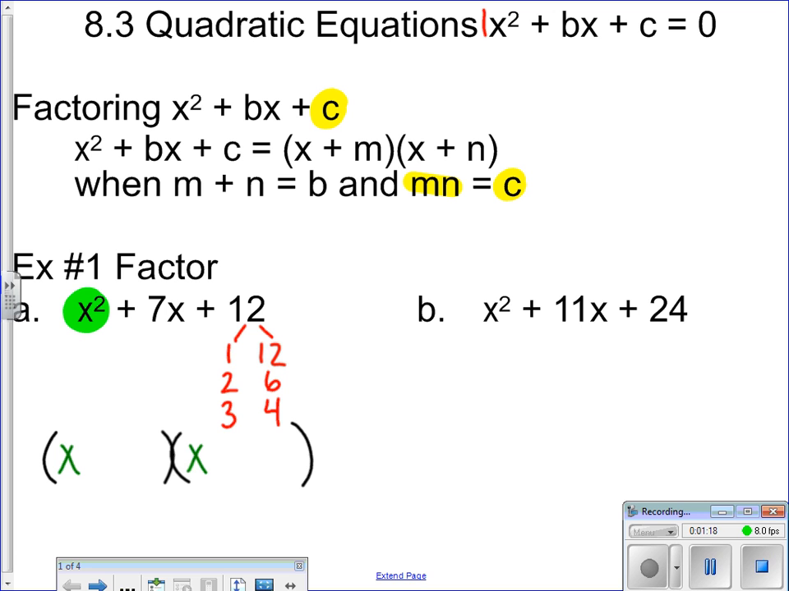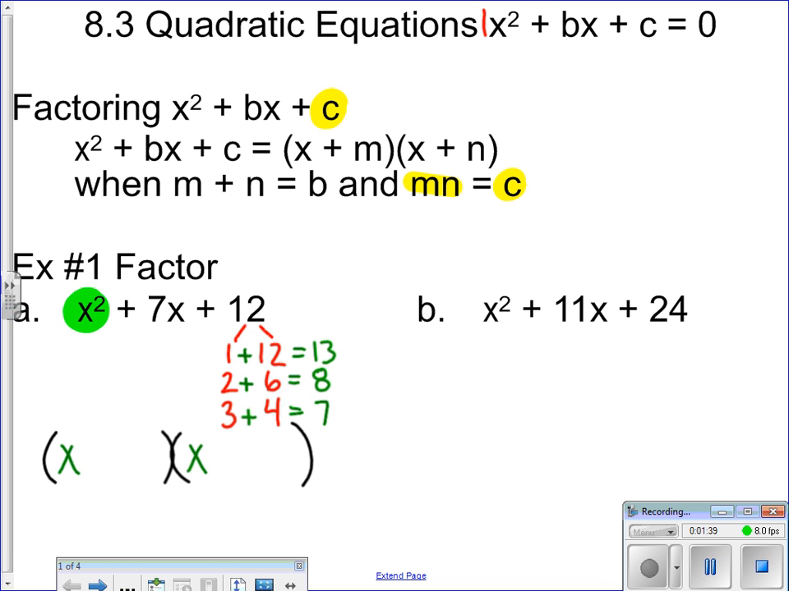Now the other number that's part of this comes from the 12. Once we figure out all the ways to multiply 12, we then take those numbers and add them together. 1 plus 12 is 13. 2 plus 6 is 8. And 3 plus 4 is 7. Only one of those can be the right answer.